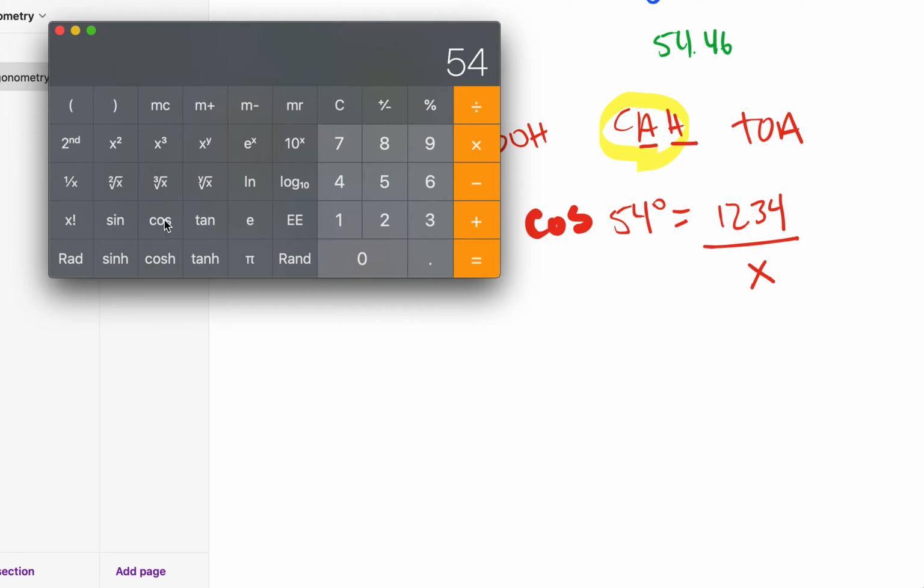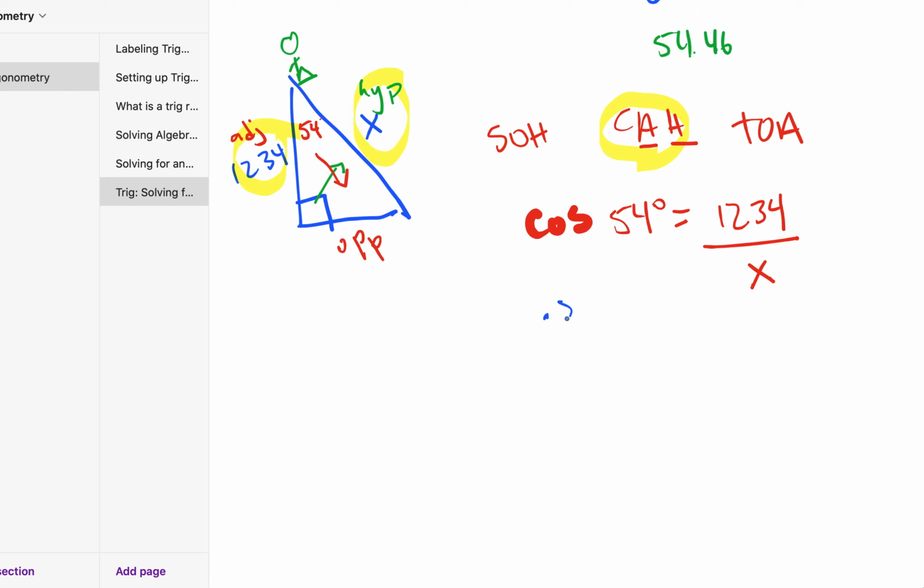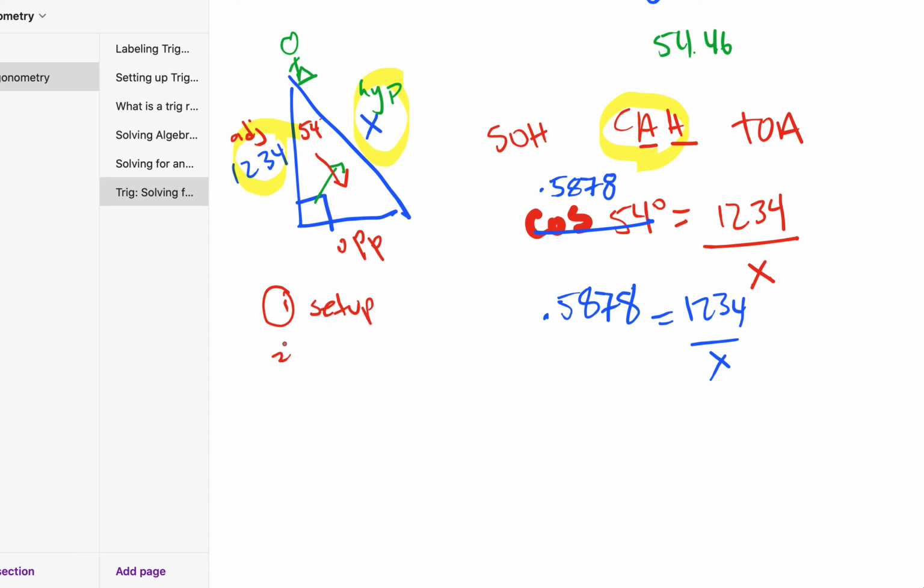So I'm going to push the cosine button just like it's written, 0.5878 if I round it. And I'm just copying everything else down. So right here, I replace it with 0.5878. These two things are the same. So just like the last time, we set it up. And the next step is to put a 1 underneath and cross multiply.